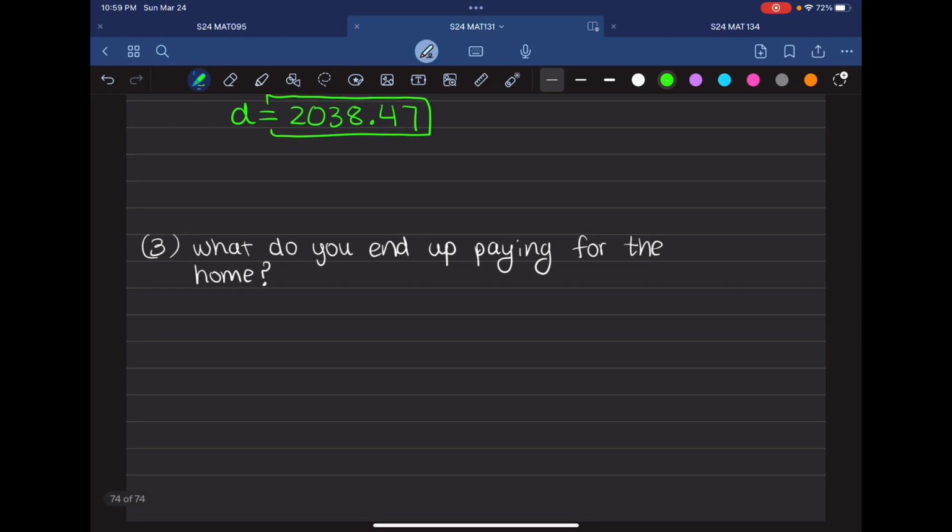And then it asks, what do we end up paying in total for the home? Well, we're making these monthly payments every month for 30 years, and so we can just figure this out using some multiplication. So the total ends up being this $2,038.47. We multiply by 12 months per year times 30 years. And if you type that into your calculator, you end up getting $733,849.20.